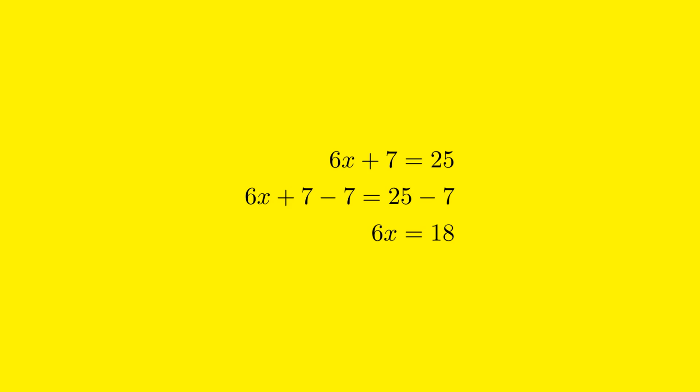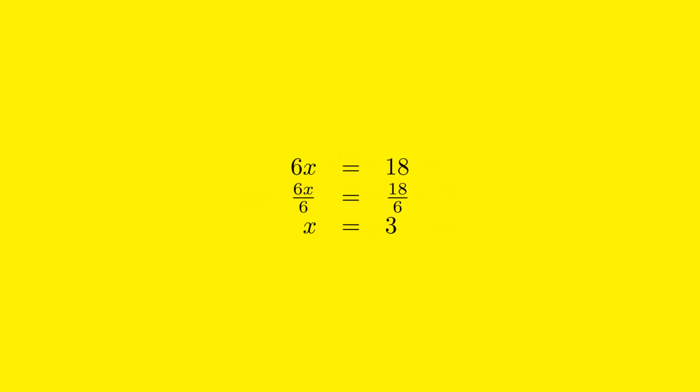Let's do the subtraction. 6x plus 0 on the left side leaves us with 6x. 25 minus 7 on the right side is 18. Now our equation is 6x equals 18. By subtracting 7, we have simplified the original equation to 6x equals 18, which brings us closer to solving for x.